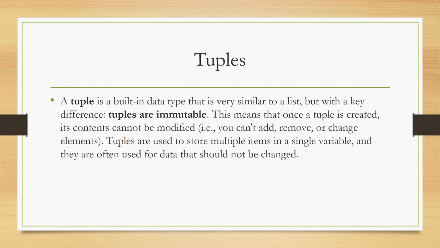Then we have tuples. A tuple is immutable. It's used in the same way a list is used. The only difference is that once you create a tuple, you cannot use some operations to modify the data inside. They store multiple items in a single variable and are often used for data that should not be changed.